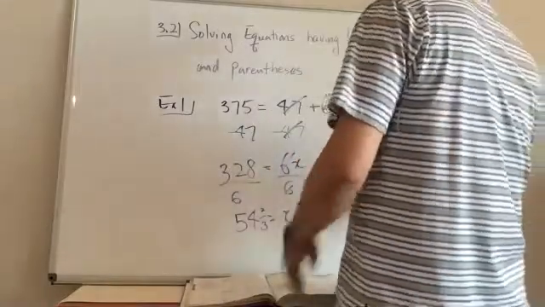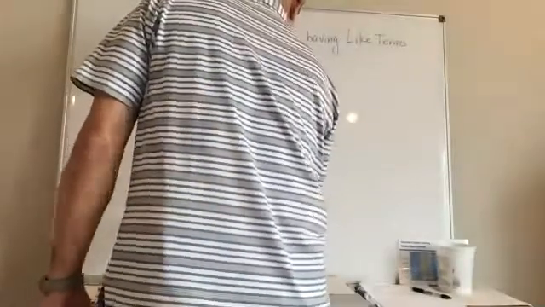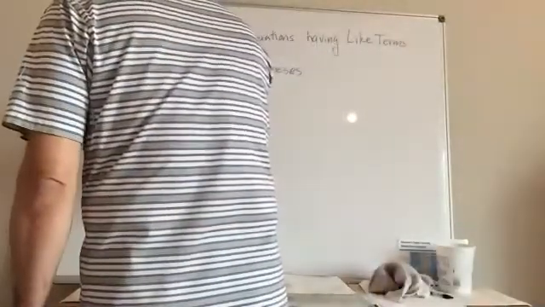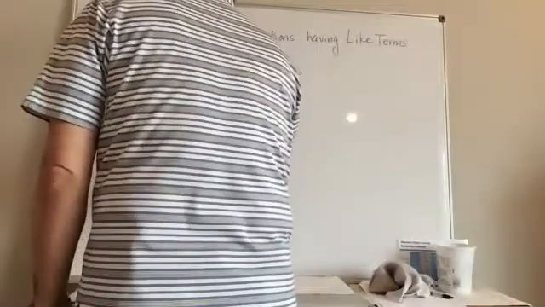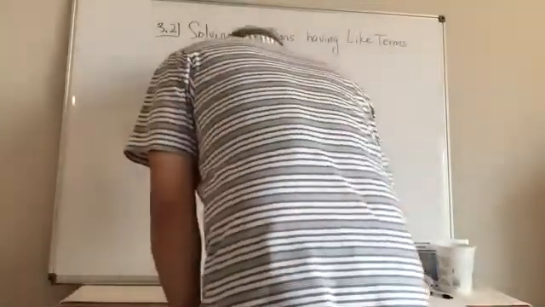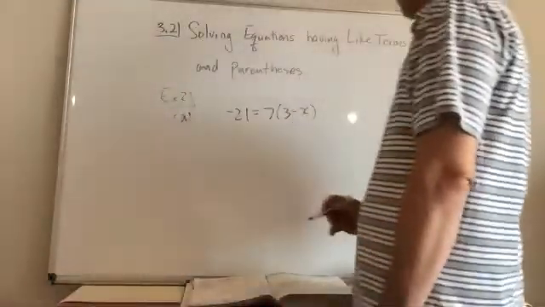Let's go to example number 2. Okay, example number 2. I have A, which is negative 21 is equal to 7 times (3 minus x). Again, okay, so now let's move this A over here so we don't get confused.